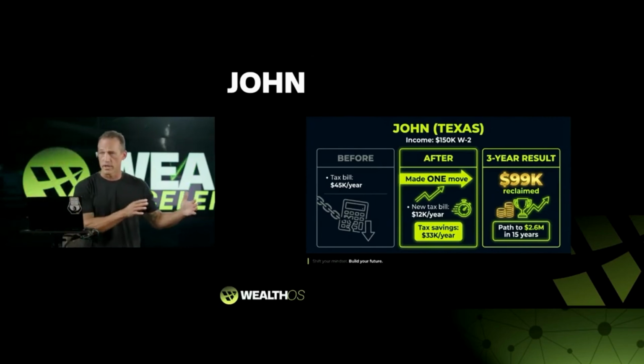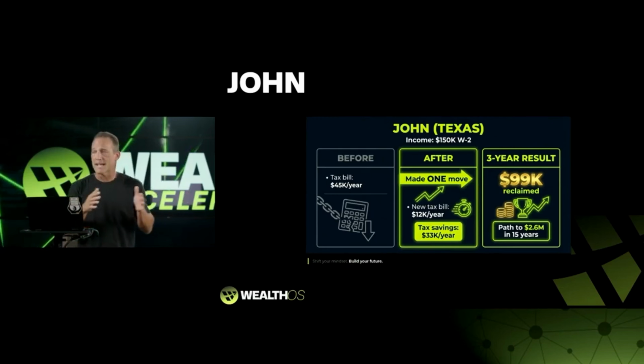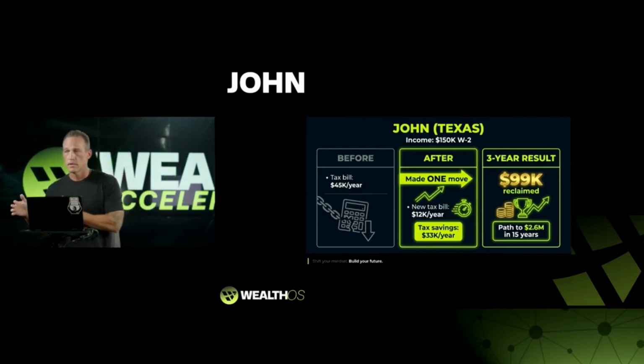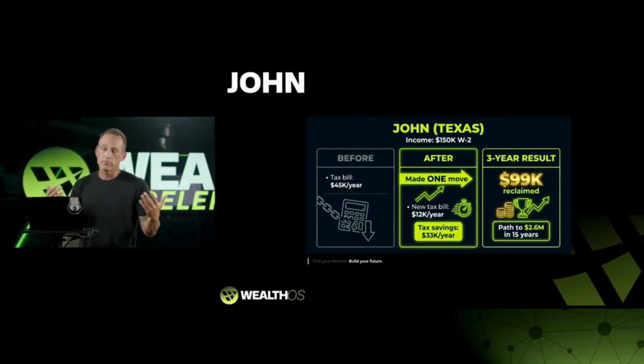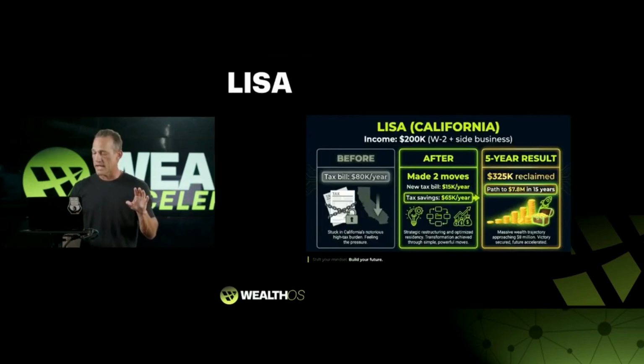He's making $150,000 a year, paying about $45,000 in taxes. We showed him one move. He was able to drop his tax bill to $12,000, so he's saving about 33 grand a year. 3 years later, he's reclaimed about 100 grand over those 3 years, and he's deployed it all into assets. At the rate he's on, that should be about $2.6 million in 15 years. What was the move? I'm going to show you exactly these tax depreciation moves.